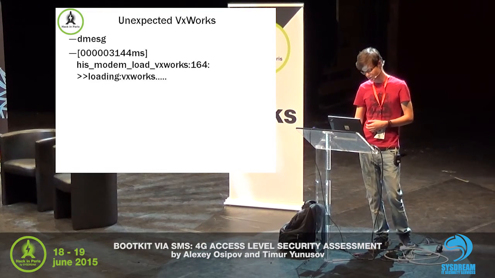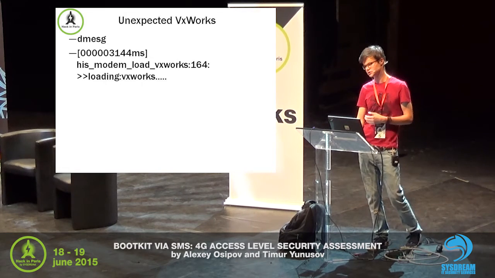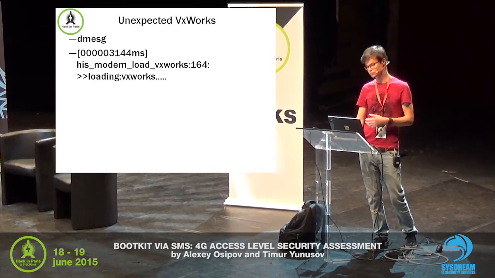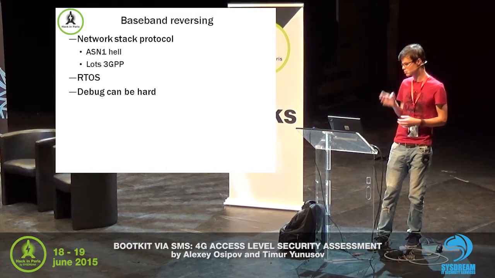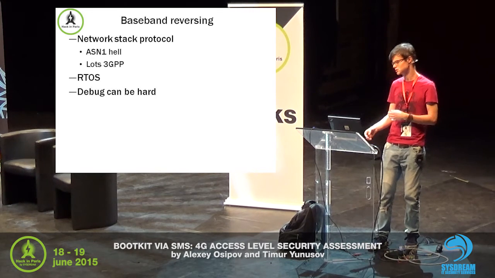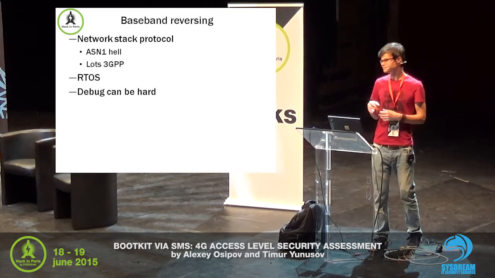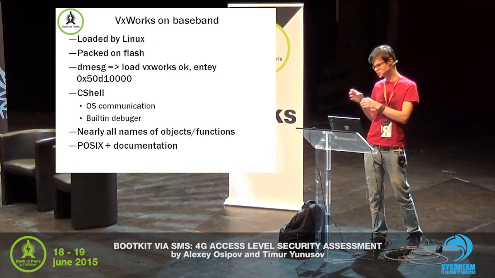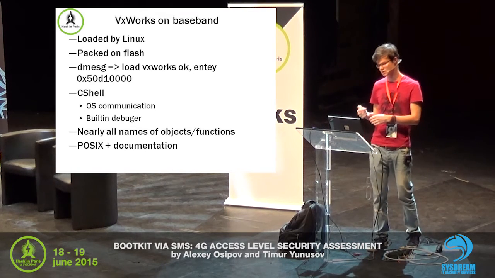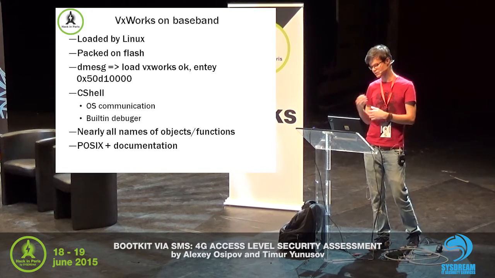The point is that someday my colleague found some interesting stuff: Linux on Huawei loads the VxWorks operating system, which works on the baseband processor and works with the radio part. There were many problems like ASN.1 documentation, 3GPP documentation, and working with a real-time operating system. All debugging was hard. But the resume is that the Linux operating system loads the VxWorks operating system image at a well-known base address. That's why you can update, debug, and so on the VxWorks image.